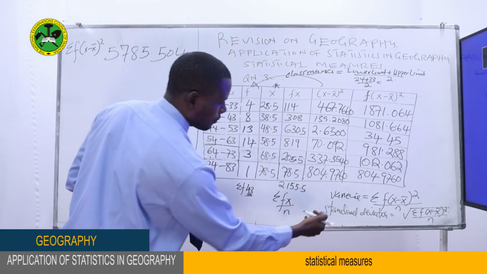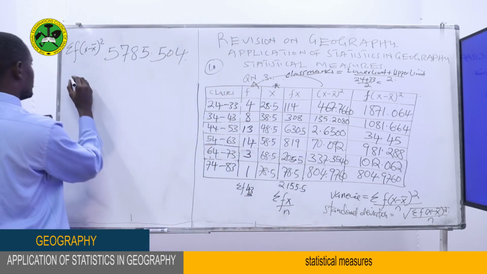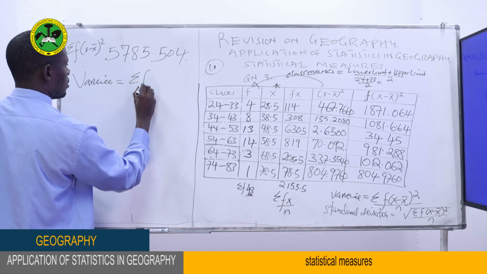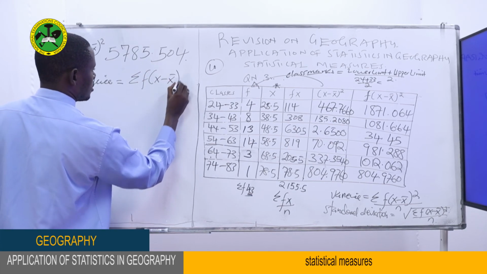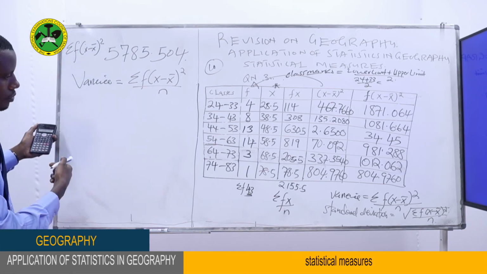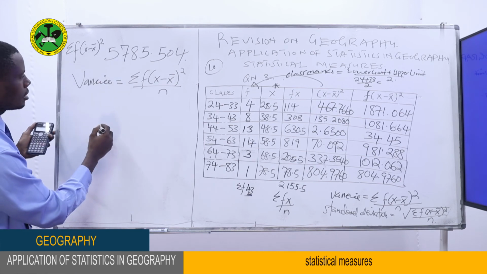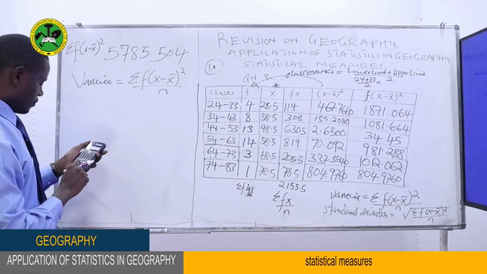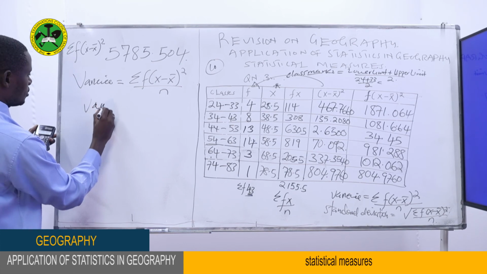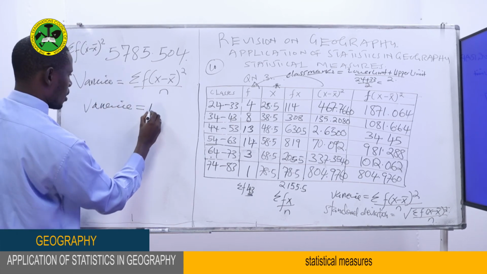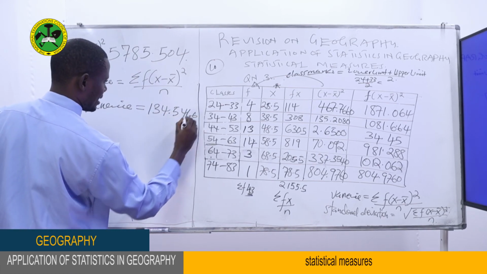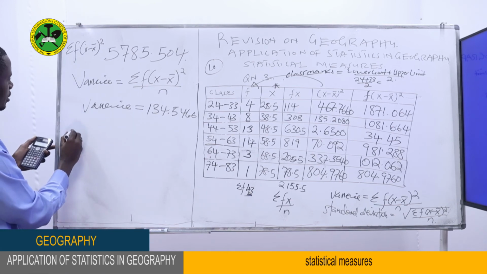And when you turn back to the formula on how to compute the variance, we said the variance is equal to summation of f bracket x minus x bar squared, then you divide by n. So for that case, we'll take that number, then we divide by n. n is 43. So the variance is equal to 134.5466. That's the variance.